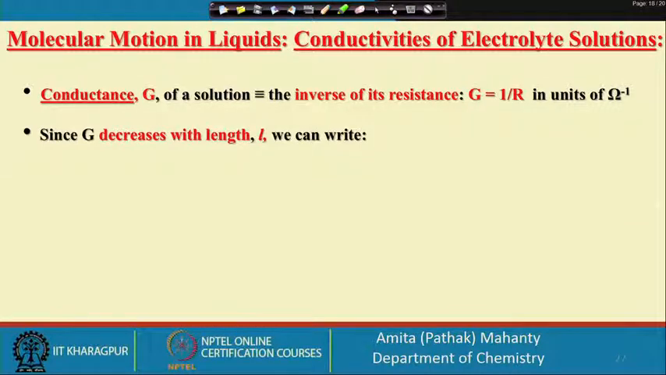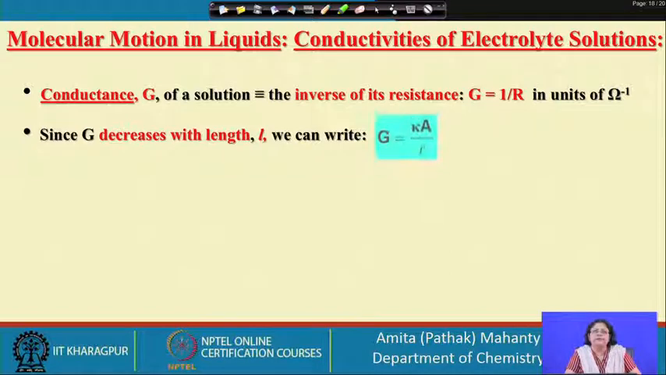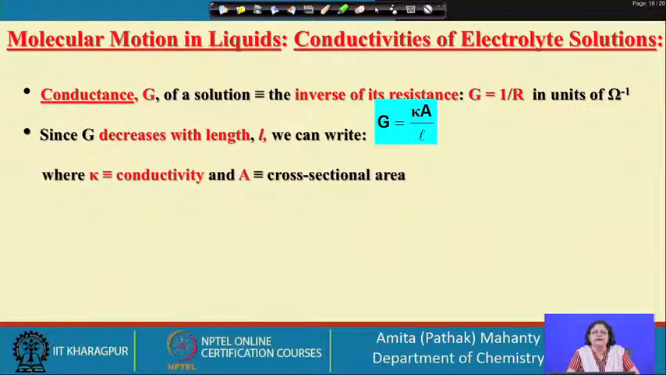1 by R means the unit is going to be ohm inverse, and from the expression of G, that is conductance, you can see that it is inversely proportional to the length, and hence if the length is decreasing, then the G or the conductance of the cell is going to increase. There is another term, conductivity, which is used here, which is represented as Kappa.